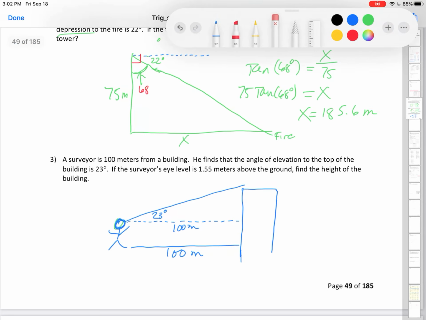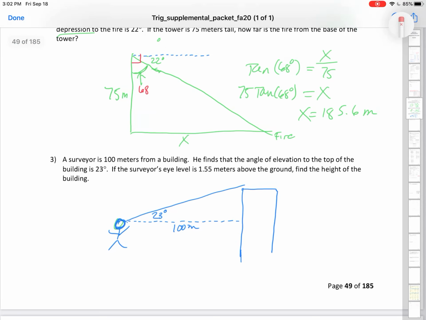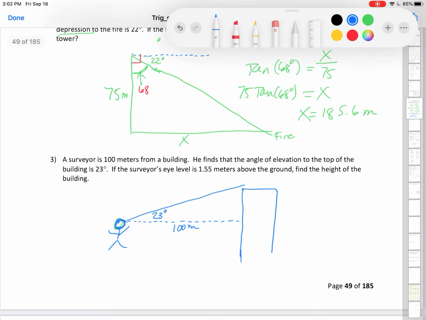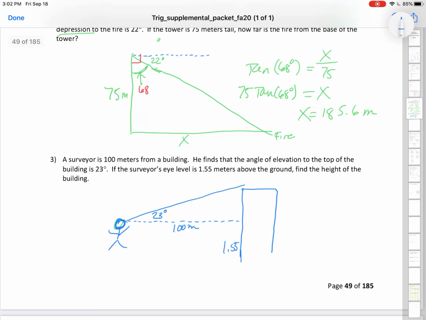So let me get rid of this bottom line because it's been translated up top. And what we know is that this is 1.55 meters down here, right? From the eye level down to the ground is 1.55 meters. And the question is, how tall is the building? Well, I want to find that. Once I find x, the building height is going to be x plus 1.55.